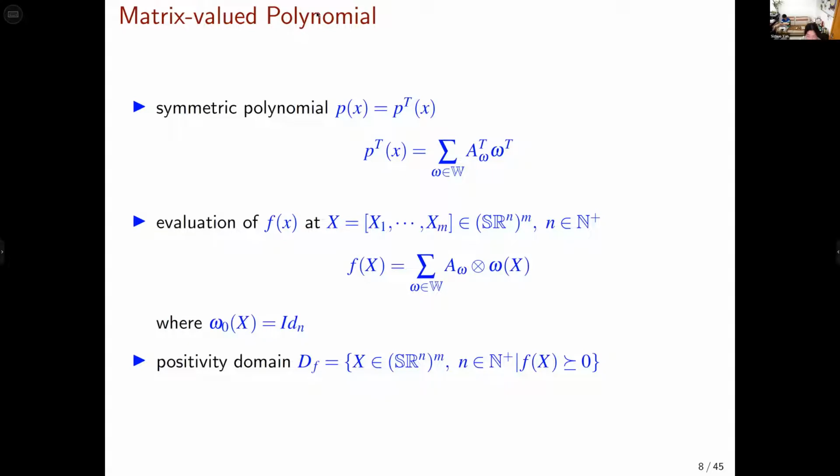We can also define the positivity domain for the matrix-valued polynomial, and we also use Df to denote it. That means the set contains all matrix vectors x such that f(x) is positive semi-definite. And we should notice that this set contains matrix vectors of different dimensions.